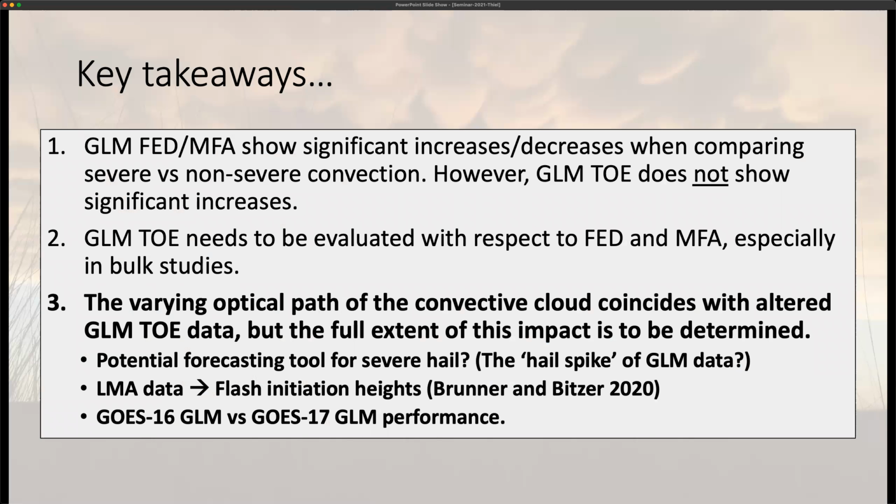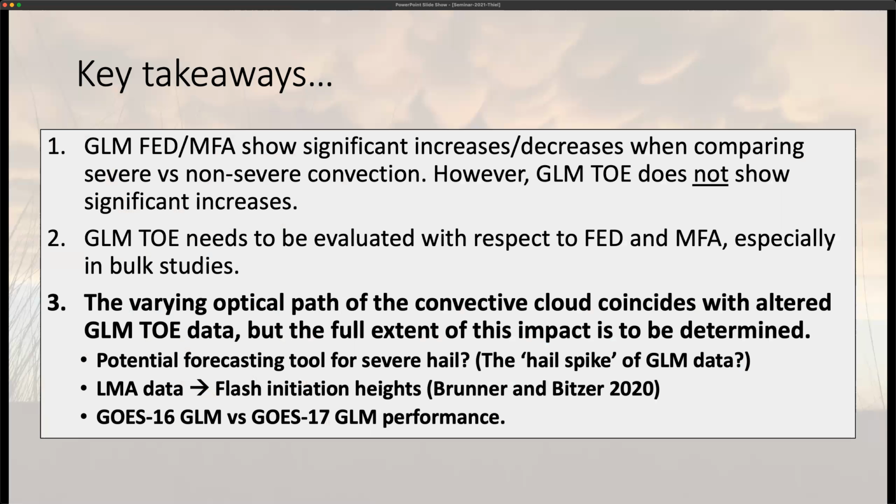Now, in this case, we did see that this was in cases of large hail. This has been observed before. And so maybe this could be the quote unquote hail spike of GLM data. If you have a case where you have high flash extent density values, everything on MRMS shows a severe storm, but then all of a sudden, the total optical energy just drops out.